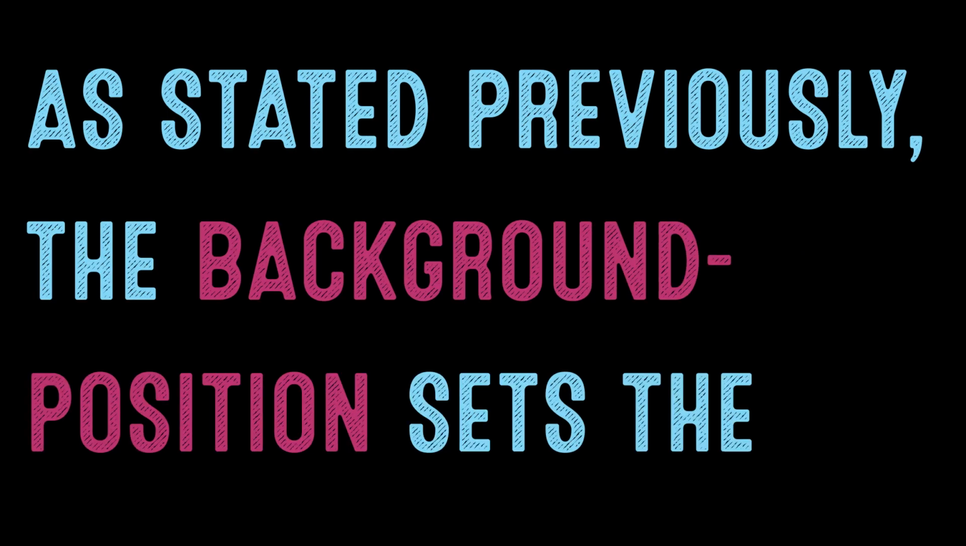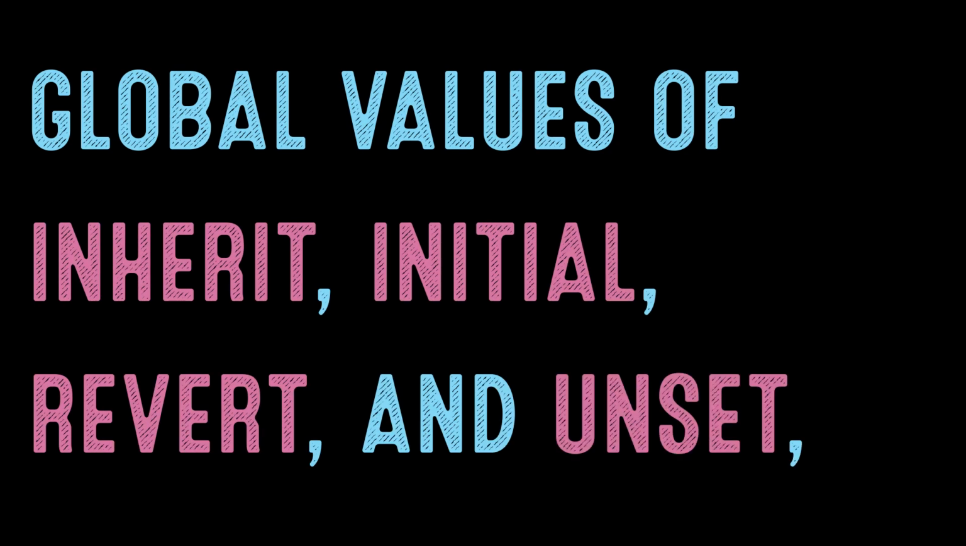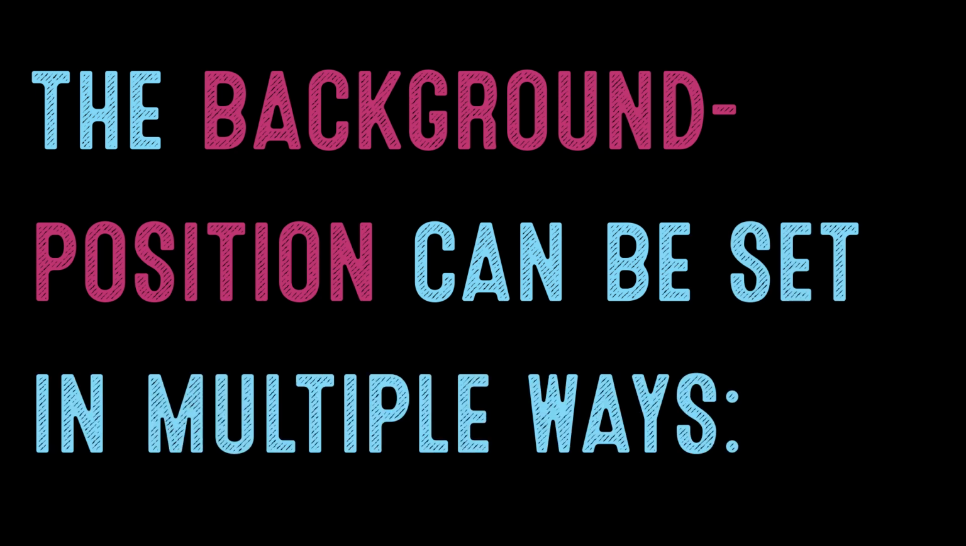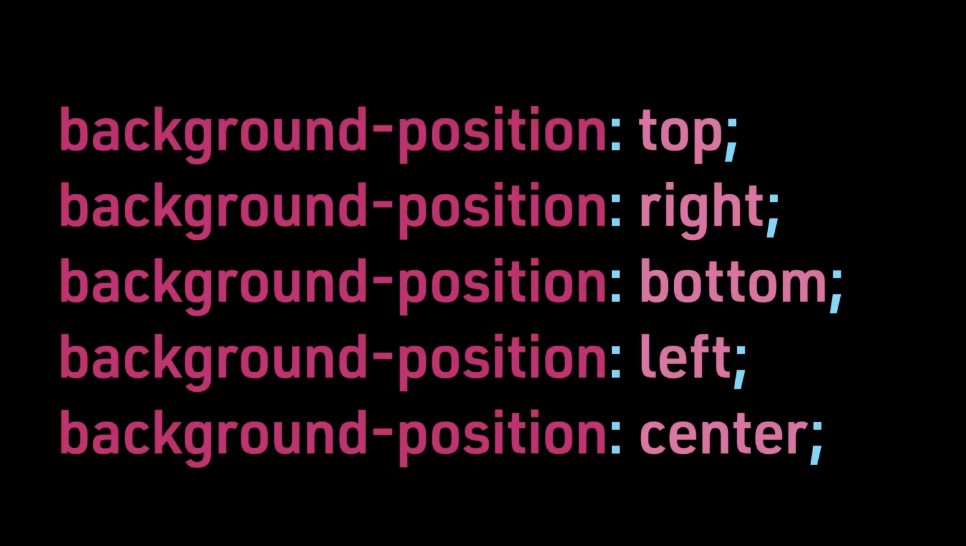The daily code snippet. As stated previously, the background-position property sets the initial position for each background image. The background-position property also accepts the global values of inherit, initial, revert, and unset. The background position can be set in multiple ways. Using top, left, bottom, right indicates an edge against which to place it: background-position top, background-position right, background-position bottom, background-position left, and background-position center.